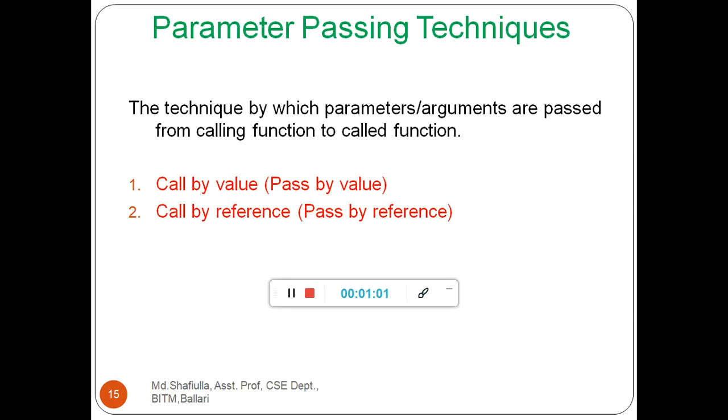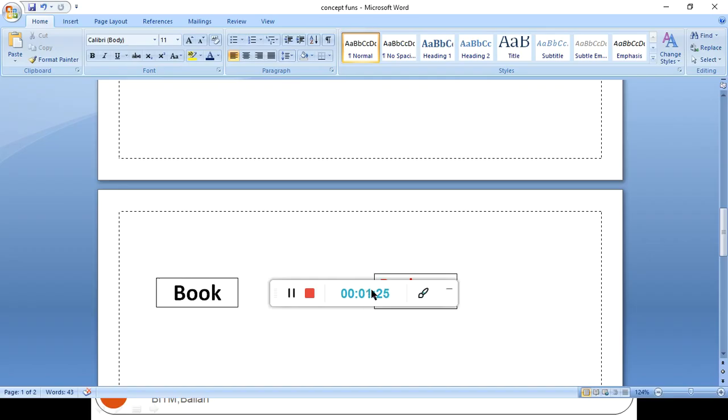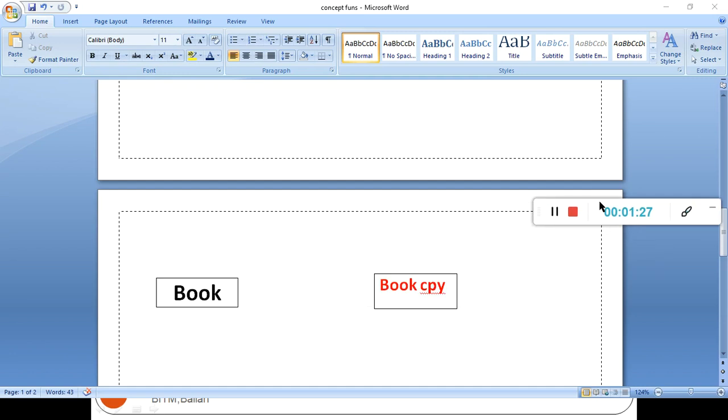There are two techniques by which data can be passed from the calling function to the called function. One is call by value or pass by value, the other is call by reference or pass by reference. To understand the parameter passing techniques, let us take an example.